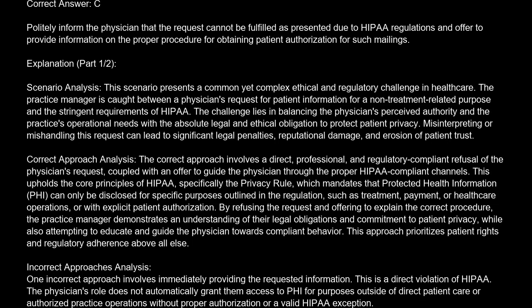The correct answer is C. Politely inform the physician that the request cannot be fulfilled as presented due to HIPAA regulations, and offer to provide information on the proper procedure for obtaining patient authorization for such mailings.